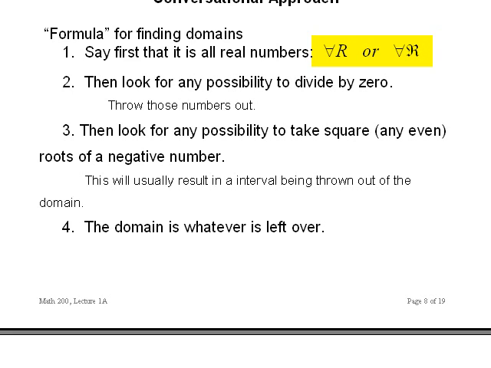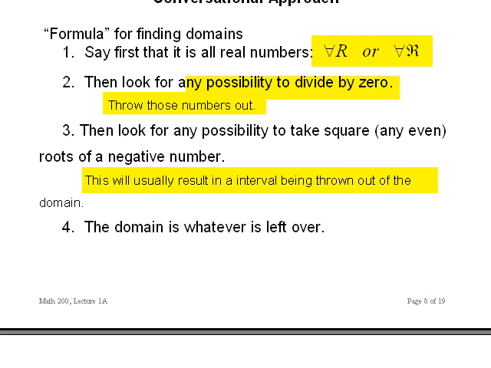Then look for any possibility to divide by 0 and throw those numbers out. Those will be single, individual numbers that you'll be throwing out. You might have to factor the denominator. On the other hand, if there's no denominator in the problem, there is no problem with step 2. You can just move on to step 3. Now you look for any possibility to take a square or any even root of a negative number. When you find those, the restrictions will be complete intervals. You'll end up throwing whole intervals out of the domain. What's left over is the domain.